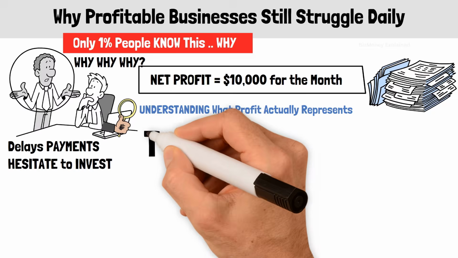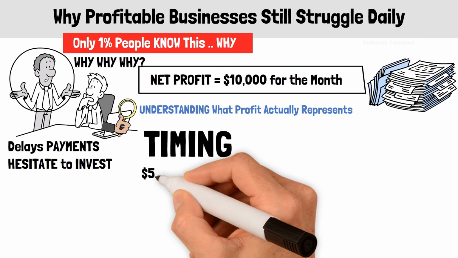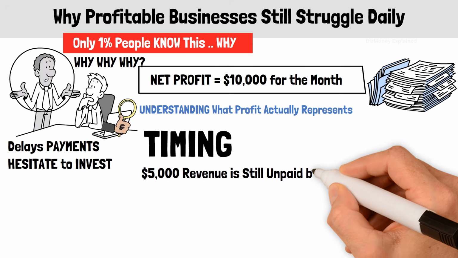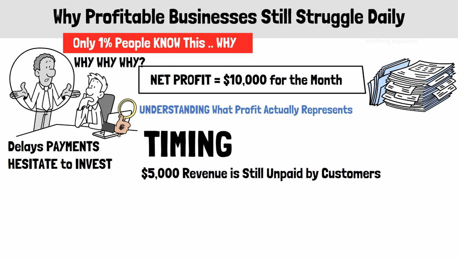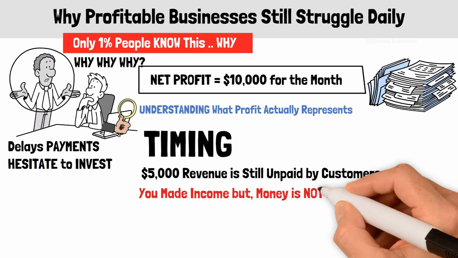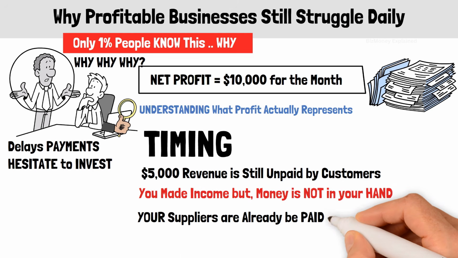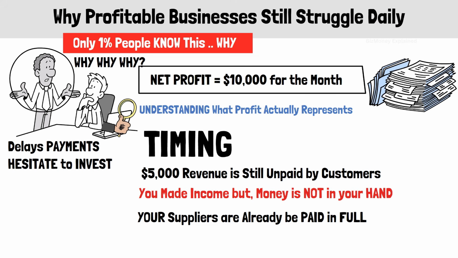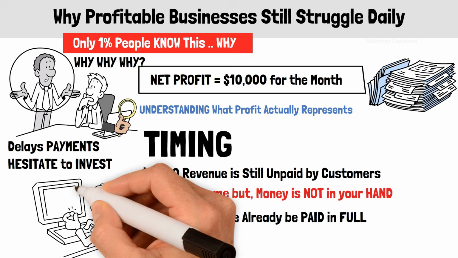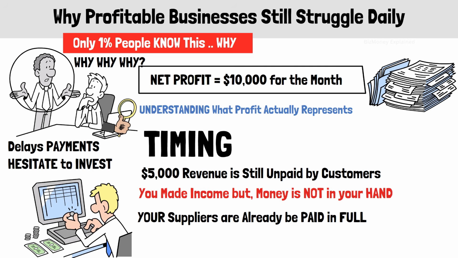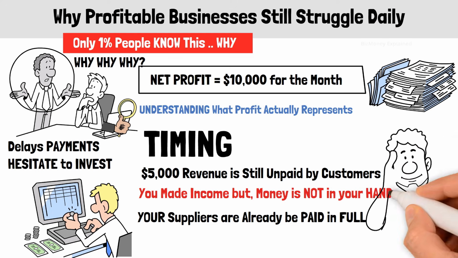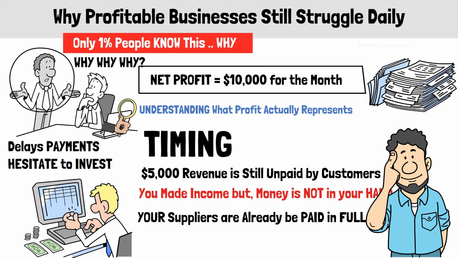Another issue comes from timing. Let us say $5,000 of revenue is still unpaid by customers. It appears as income on the profit and loss statement, but the cash has not arrived. At the same time, suppliers might already be paid in full, so profit exists on paper, but cash feels tight in reality. This is why smart owners read profit and loss alongside cash flow, not in isolation.